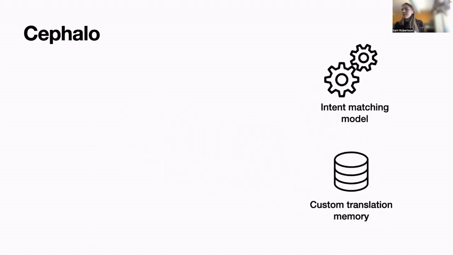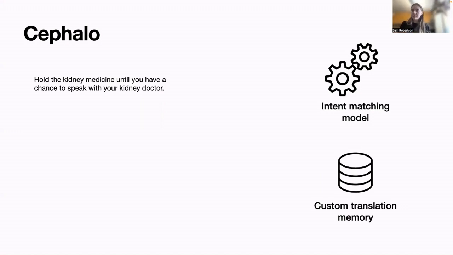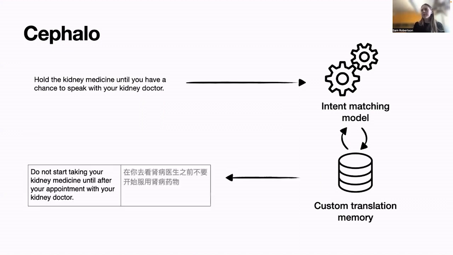All right, so let's imagine we're using Cephalo. And we'll go back to our familiar "hold the kidney medicine until you have a chance to speak with your kidney doctor" as our input sentence. If we put this in, it goes into the intent matching model. The intent matching model interfaces with this custom translation memory. And it produces some entry from the translation memory.